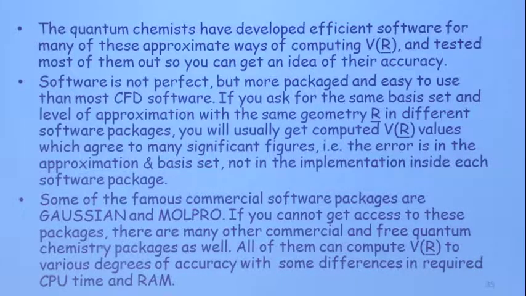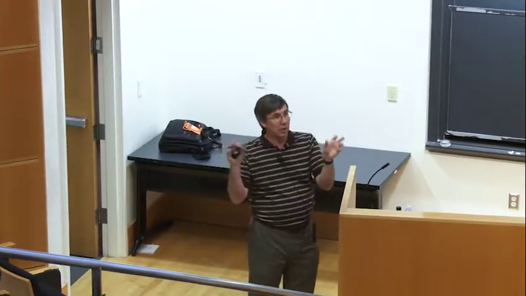So I would say that's better than my experience with CFD codes, where if I buy a CFD code from Fluent and a CFD code from somebody else, in fact, if I buy them both from ANSYS, from two different divisions of ANSYS, and I run them against each other, you'll be lucky if you get the same numerical solution to more than 1 or 2 significant figures. But the quantum codes have been pretty carefully tested. So most of the time, they'll agree.